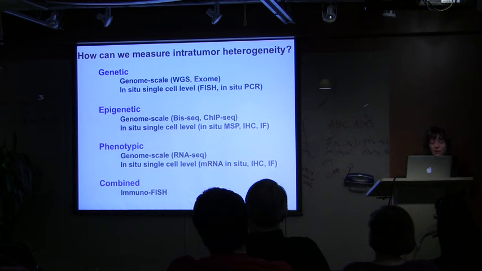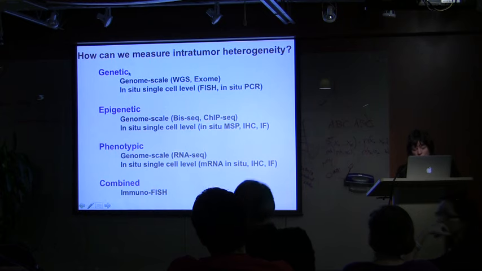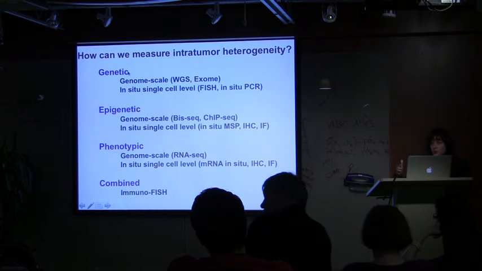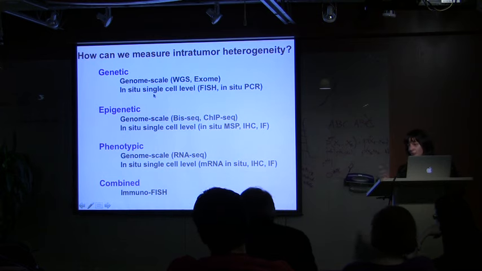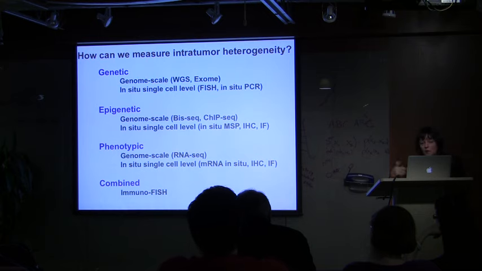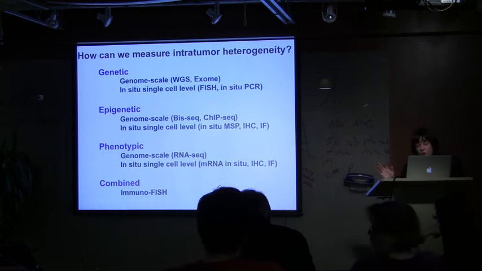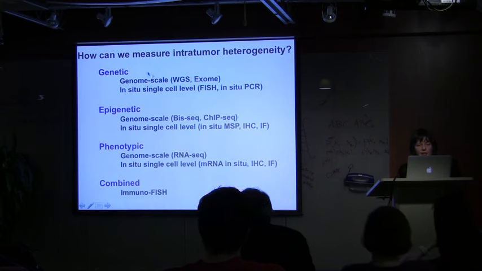So what are the measures, how can we measure intratumor heterogeneity? There are different techniques, like genetic heterogeneity, meaning differences in the DNA. We can nowadays sequence the whole genome. Sequencing became so advanced and relatively cheap that we can have every single nucleotide, or almost every single nucleotide, in a cancer cell, and some of this can even be done at the single cell level. Nowadays, you can even sequence a single cancer cell. So those are the genome-wide methods.